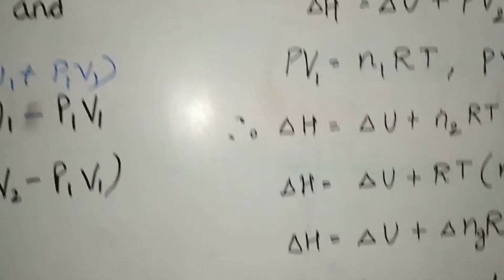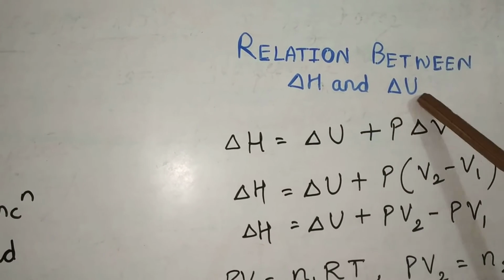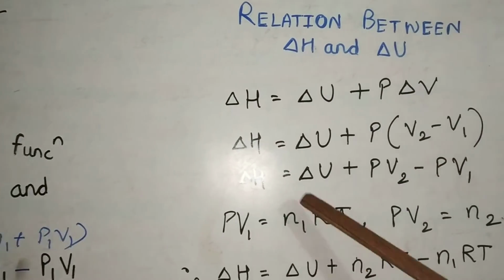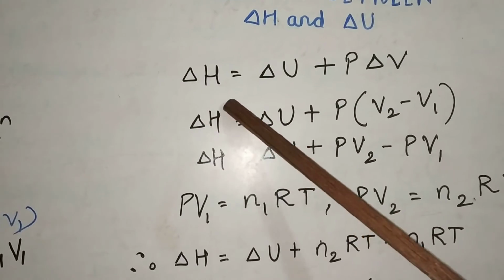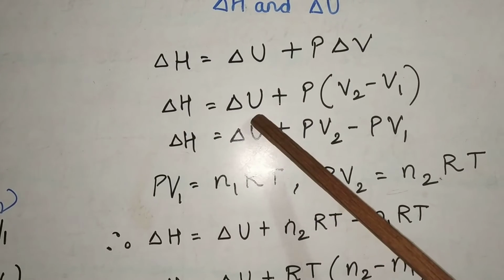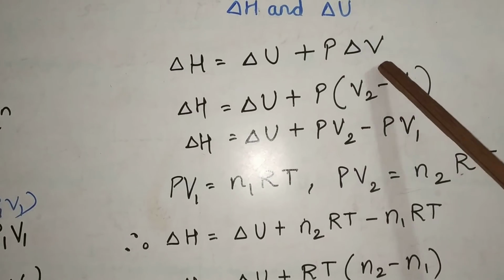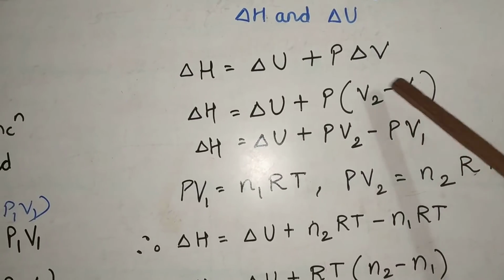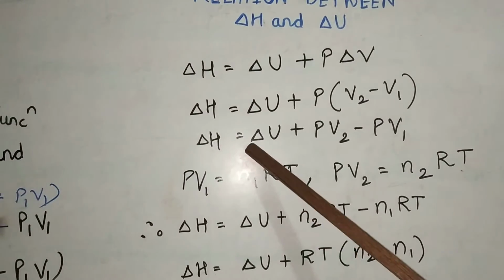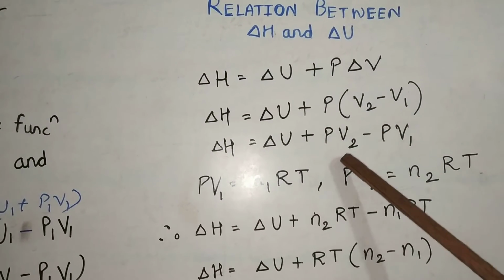Next part is to find the relation between delta H and delta U. What is the relation between delta H and delta U? Now we are already familiar with the expression of delta H, that delta H is equal to delta U plus P delta V. So I can write delta H as delta U plus P into V2 minus V1. For delta V we have substituted V2 minus V1. This is the change in volume, which is written as V2 minus V1.